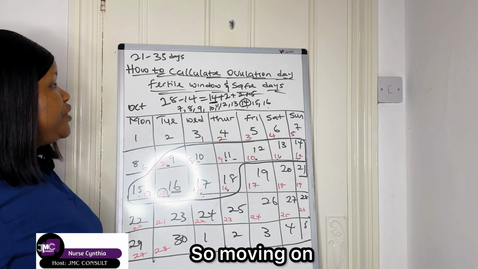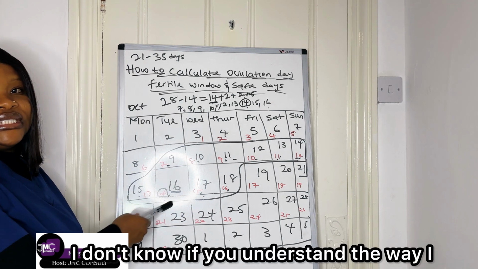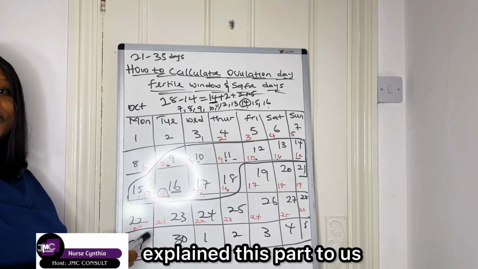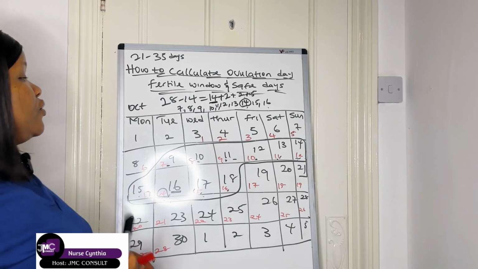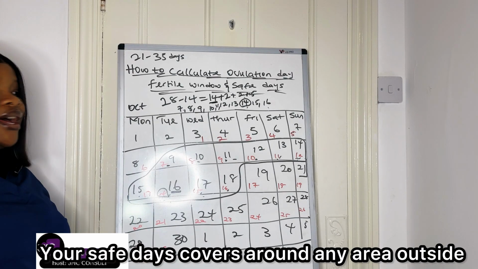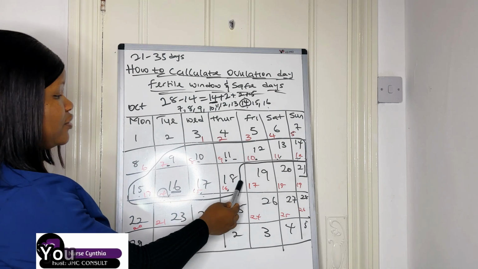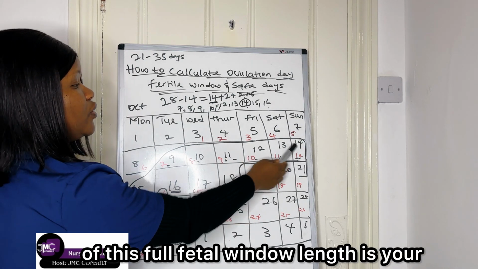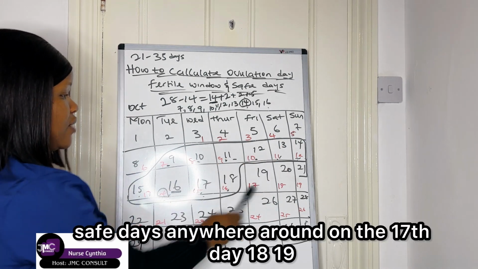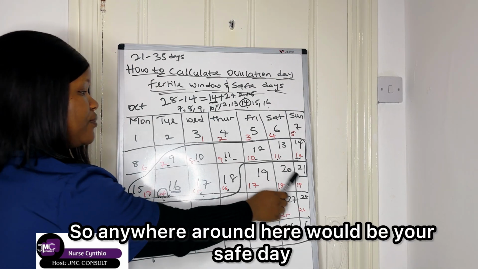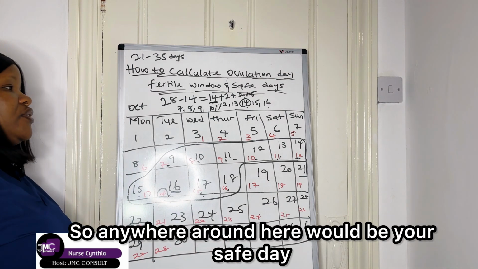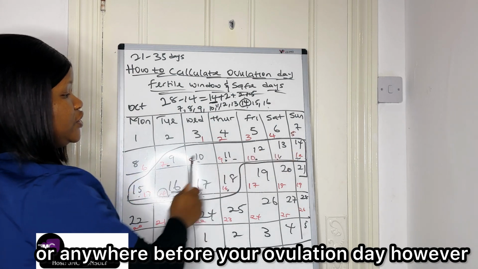So moving on, I don't know if we understand the way I explained this part to us. How do you calculate your safe days? Your safe days covers around any area outside of this full fertile window length. Anywhere around on the 17th day, 18, 19. So anywhere around here would be your safe day or anywhere before your ovulation day.